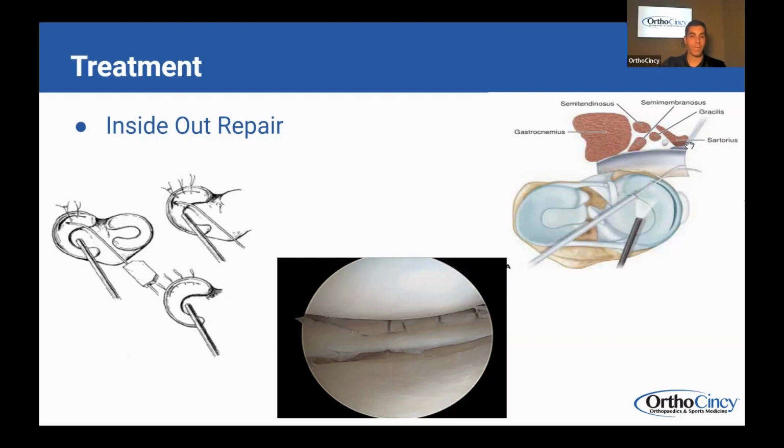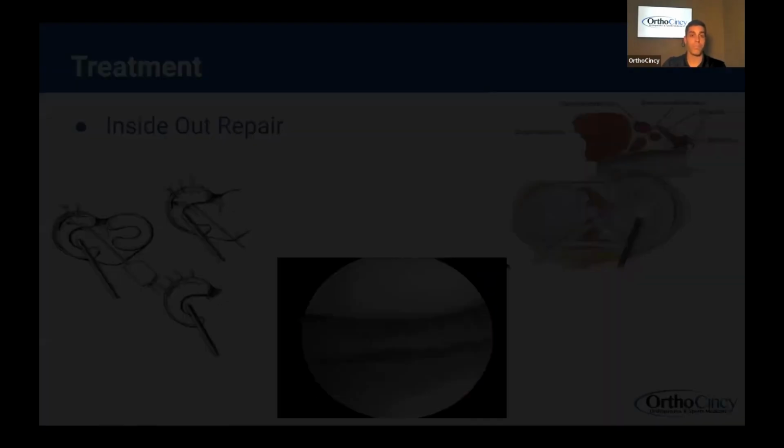And that can be pretty effective for certain types of tears. That's been around for a long time. So that's kind of the gold standard for this type of repair. I still do this regularly, depending on the type of tear. It's a little bit more involved, but some tears require it. So that's just something we still do all the time.